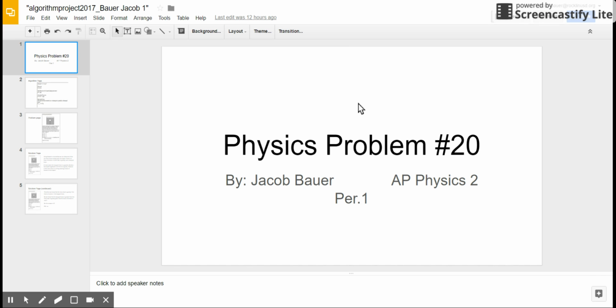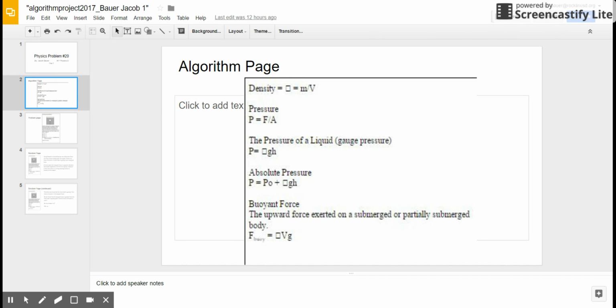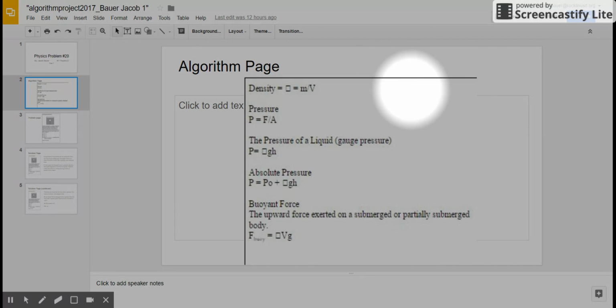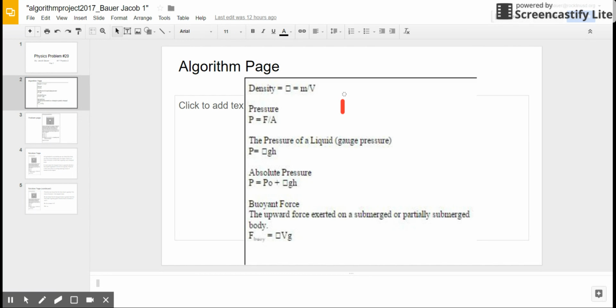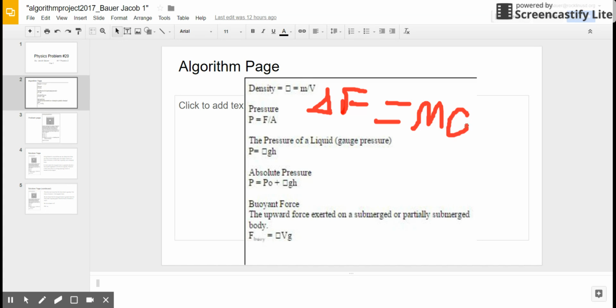This is AP Physics 2, problem number 20. These are all the algorithms you will need to solve it. However, the most important part to this equation is the force equals, or the sum of all the forces equals the mass times the acceleration.